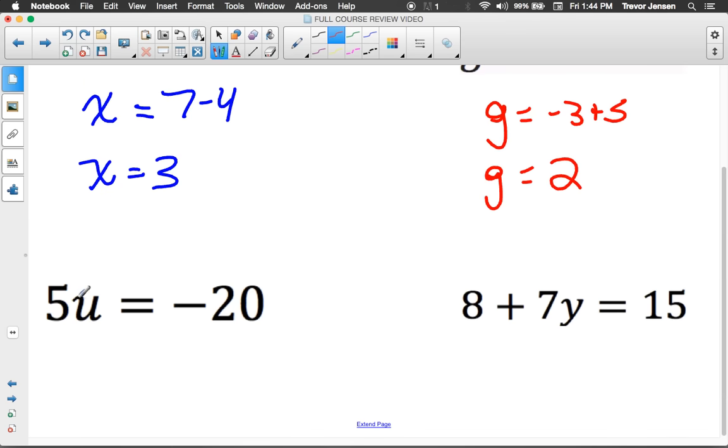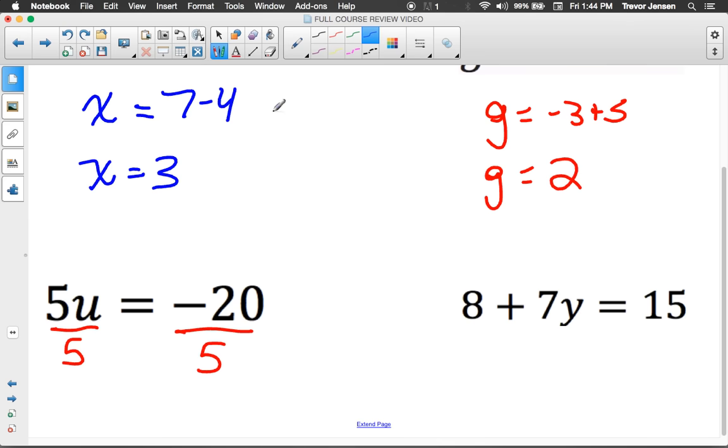Here, this is different because it's not 5 plus u, it's 5 times u. We have 5u, so to isolate the u that is currently being multiplied by 5, we do the opposite of multiplying by 5, which is dividing by 5. And remember, you have to balance the equation. Whatever you do to one side, you have to do to the other.